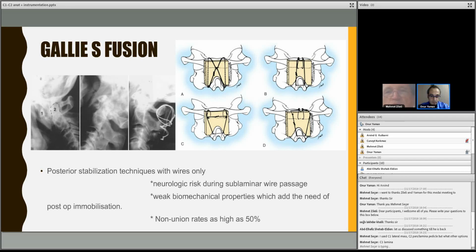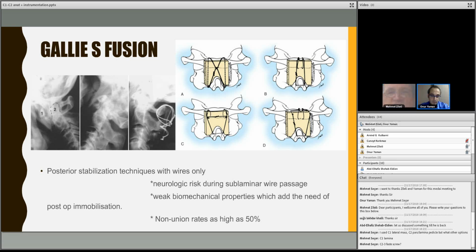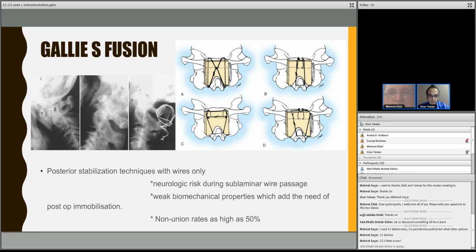Actually, as Arvind has mentioned, there is C2 laminar fixation instead of pedicle or pars screwing. You can place your screw into the lamina from the contralateral midline. What about the C2-3 facet screw? Oh, okay. I think it's not a good option, the C2 to 3 facet option.